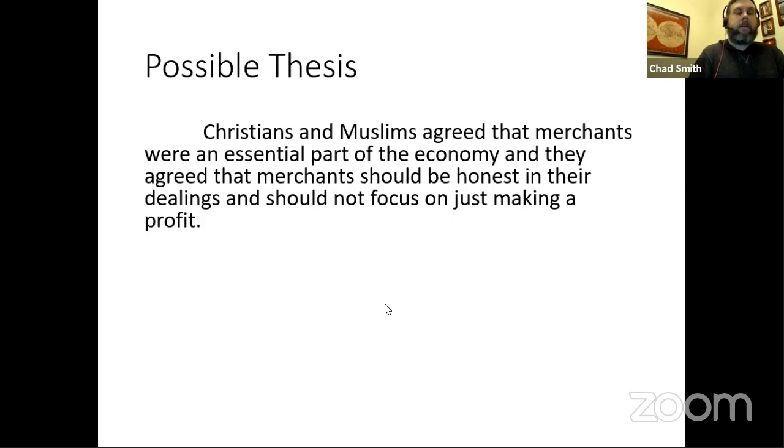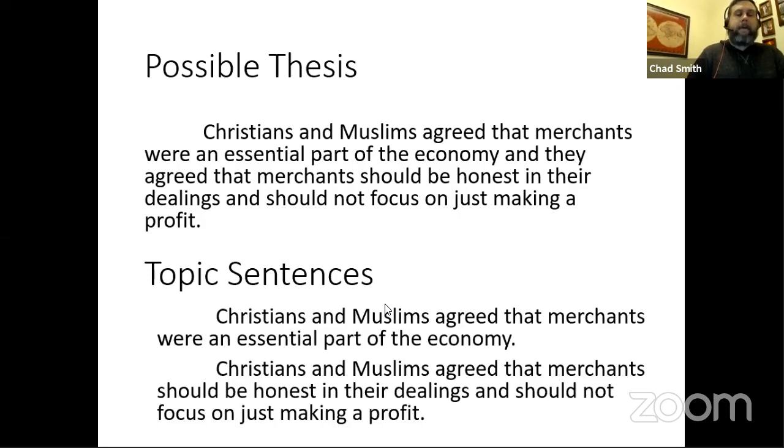You were also given the bonus opportunity to turn this one thesis into two separate topic sentences. Topic sentences should look a lot like exactly what you put in your thesis, because you make the claims in your thesis, and then you take your topic sentences and repeat those so you can flesh them out and demonstrate how the documents support those claims. Following that model, our topic sentences would look very much like they do in the thesis. Topic sentence number one says Christians and Muslims agreed that merchants were an essential part of the economy. And topic sentence number two says Christians and Muslims agreed that merchants should be honest and should not focus on just making a profit.